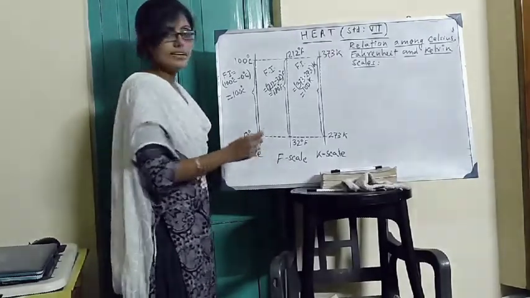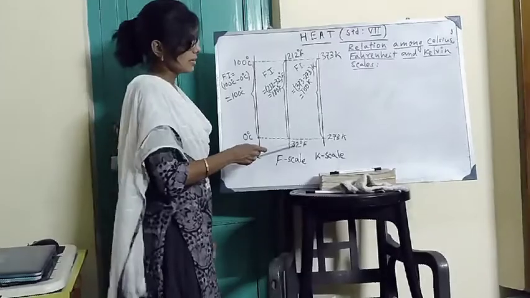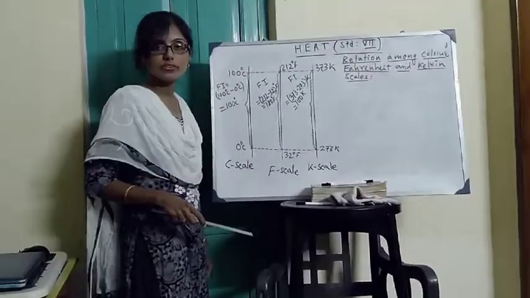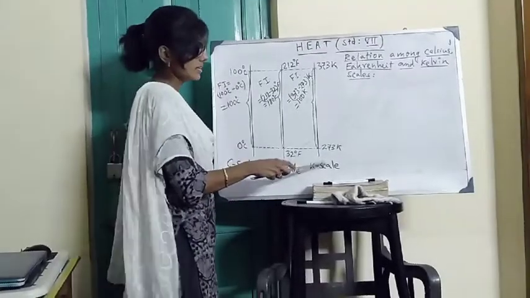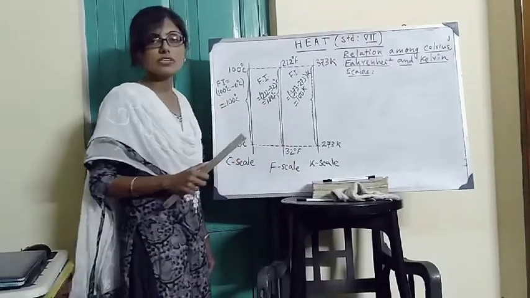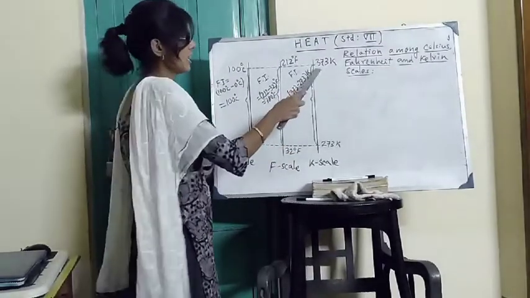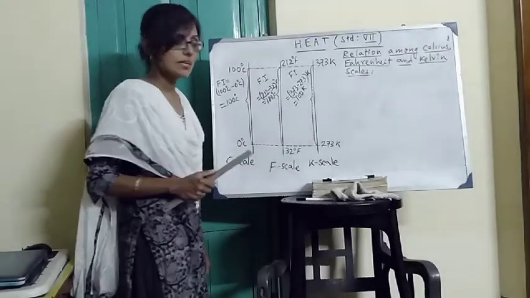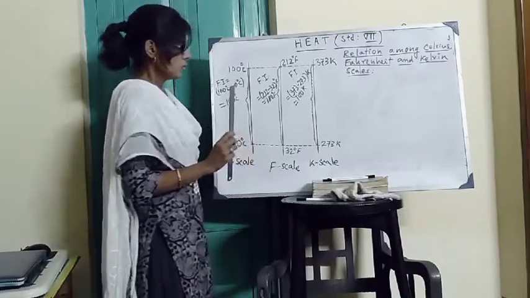Similarly, in Fahrenheit scale, the lower fixed point is 32 degree Fahrenheit and upper fixed point is 212 degree Fahrenheit. In Kelvin scale, the lower fixed point is 273 Kelvin and the upper fixed point is 373 Kelvin. Clear? Now, what is lower fixed point?